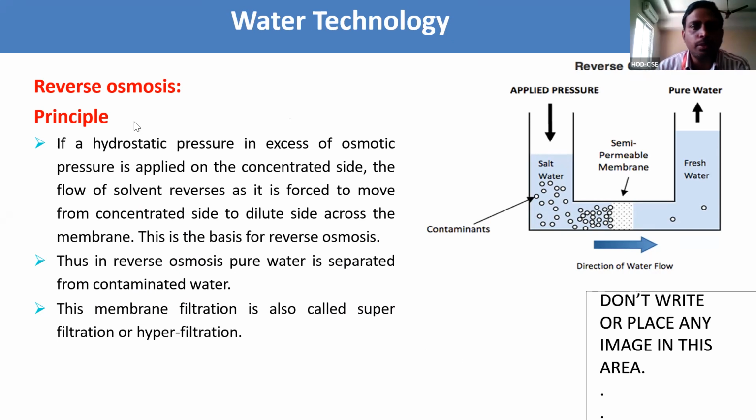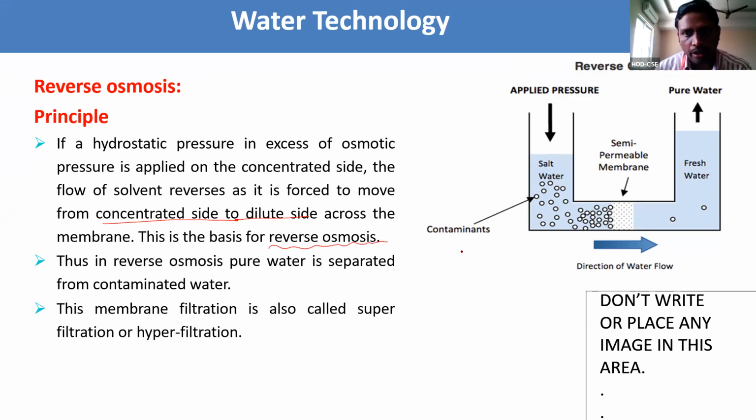Now, reverse osmosis. The principle involved in reverse osmosis is membrane filtration. Hydrostatic pressure in excess of osmotic pressure is applied on the concentrated side. The flow of solvent reverses as it is forced to move from the concentrated side to the dilute side across the membrane. This is the basis for reverse osmosis.